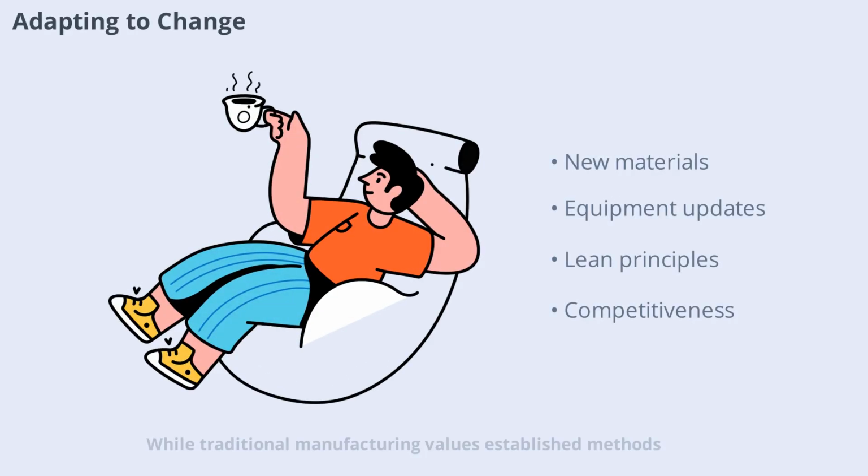While traditional manufacturing values established methods, it also adapts to change. Factories may introduce new materials, update equipment, or adopt lean manufacturing principles to stay competitive. This willingness to evolve helps traditional manufacturers survive in a rapidly changing world.